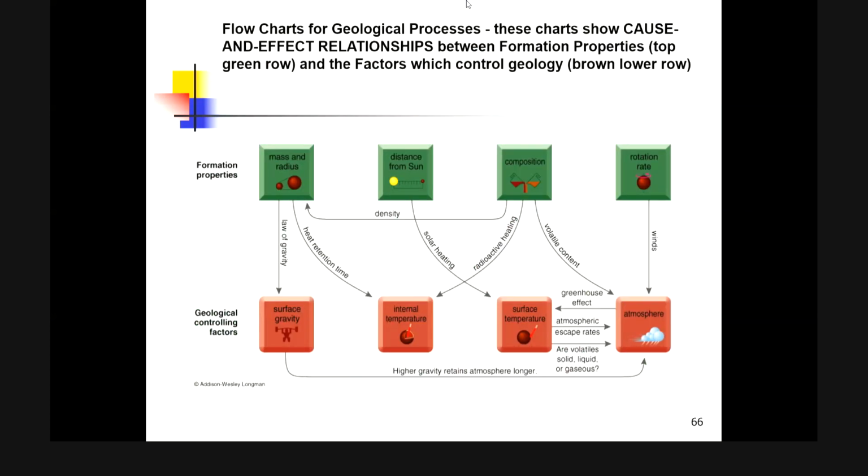And then I had shown you this flow chart for the different planetary and geological processes, where you have mass and radius, basically planetary size, distance from the sun, chemistry of a planetary body, and the rotation rate, and how they are linked to the phenomena related to atmosphere, surface temperature, internal temperature, right, even surface gravity, which gives rise to quite a lot of these different processes, such as the greenhouse effect, weathering, erosion, right, preservation of internal heat, right.